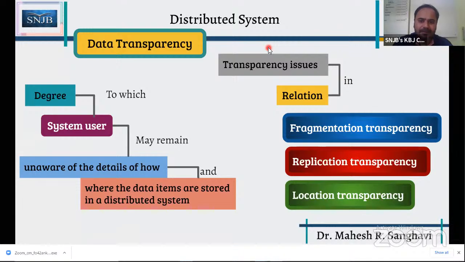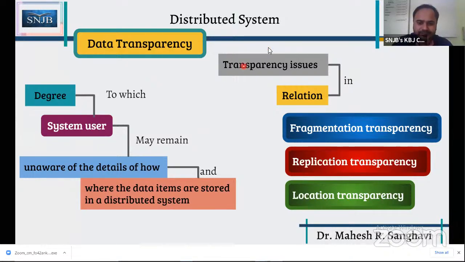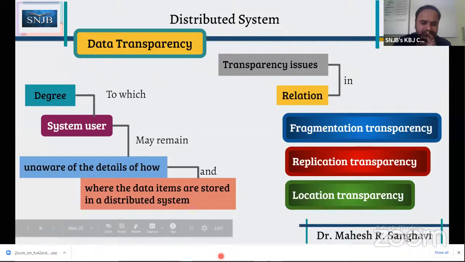And I'll be happy if somebody from you will unmute and tell me what are the topics that I have covered today. कौन से टॉपिक मैंने कवर किए? सिंपल क्वेश्चन. Anyone?